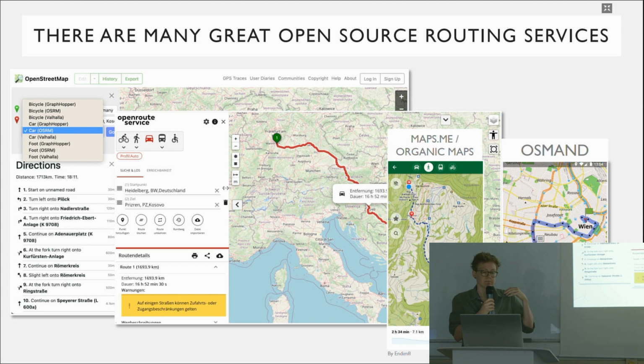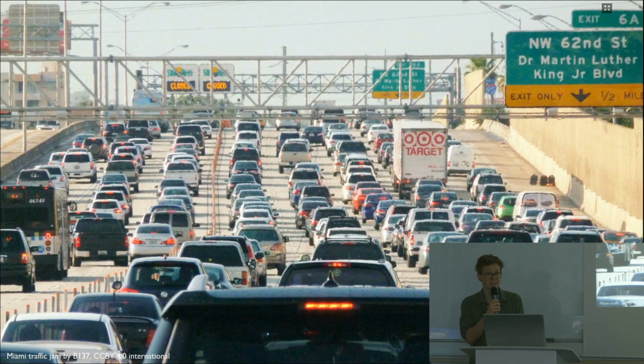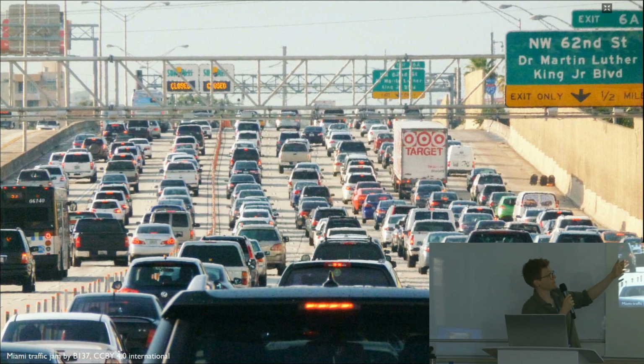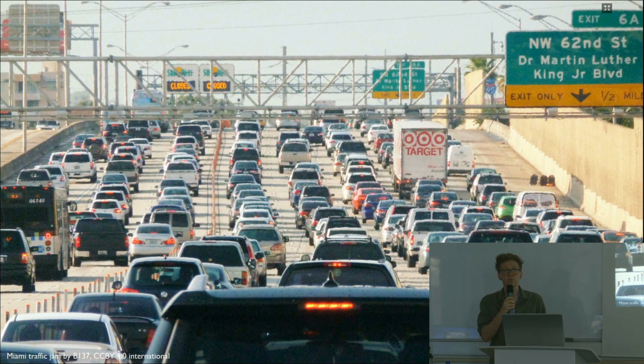Now, they do a very good job nowadays of calculating good routes. But something that they're still very bad at handling is this kind of situation. When you have to go from A to B, maybe in the morning during rush hour, you will get stuck in a traffic jam, because these open source routing services that we have nowadays don't include traffic information as, for example, Google Maps does.